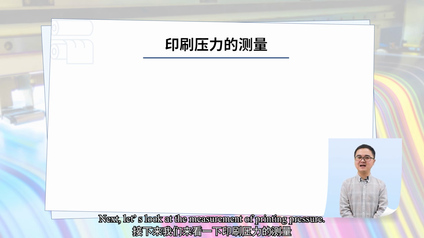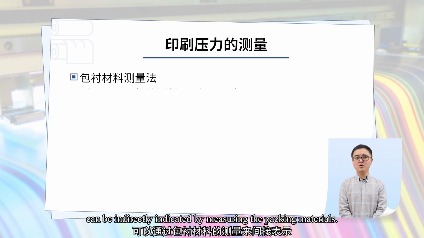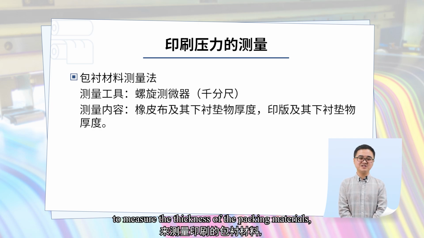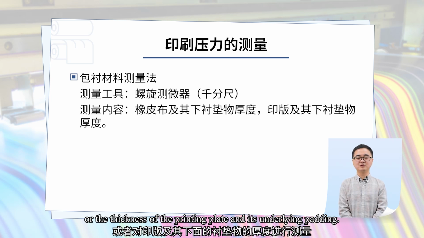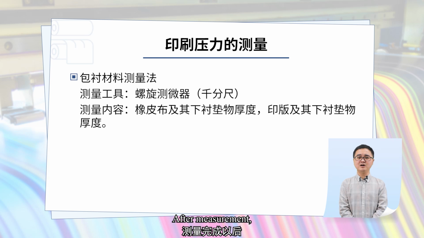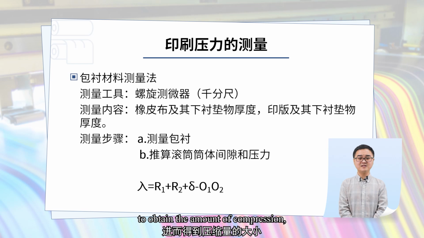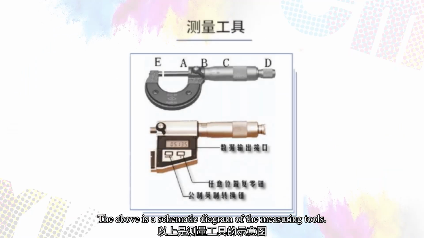Next, let's look at the measurement of printing pressure. The measurement of printing pressure can be indirectly indicated by measuring the packing materials. We can use relatively precise tools, such as a micrometer, to measure the thickness of the packing materials, mainly the blanket and its padding, or the thickness of the printing plate and its underlying padding. After measurement, the gap between the cylinders is calculated to obtain the amount of compression, thereby indirectly indicating the printing pressure. The above is a schematic diagram of the measuring tools.